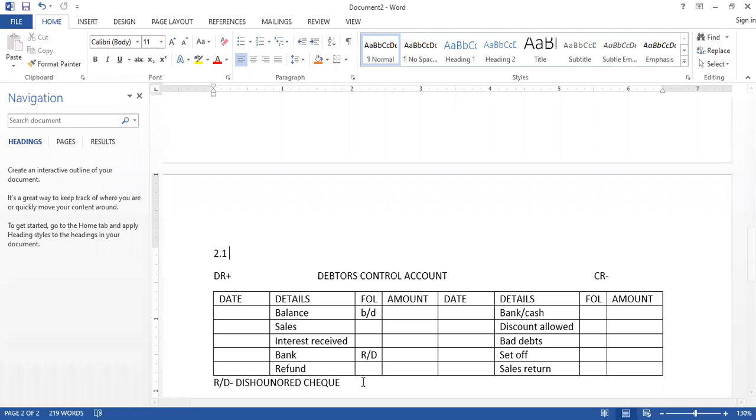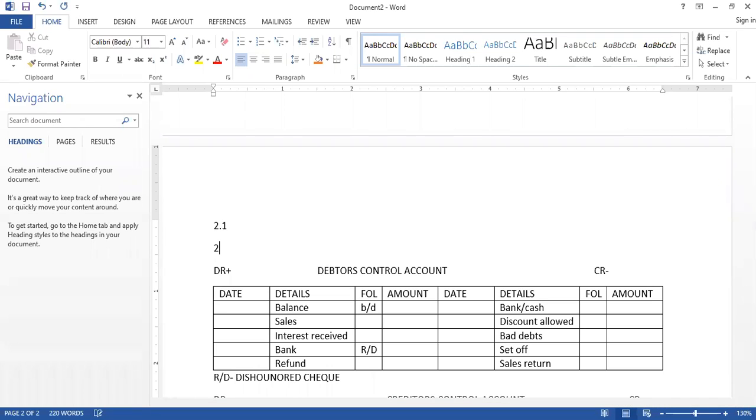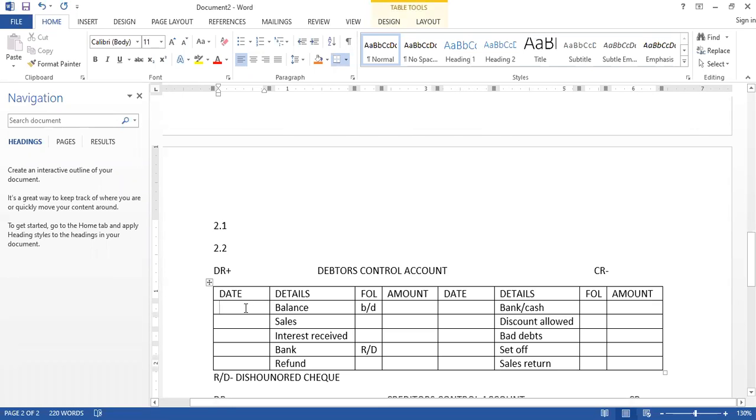So please just go through your study guide. I'm sure you'll find them. So we move on to 2.2. I was saying that when it comes to the date, writing the date is very important when it comes to debtors control account.